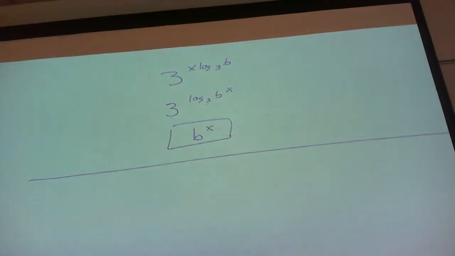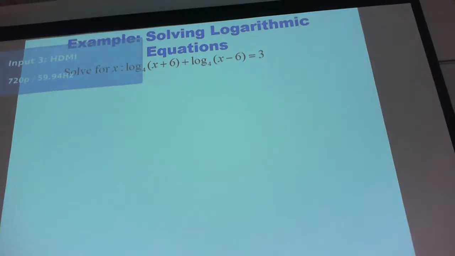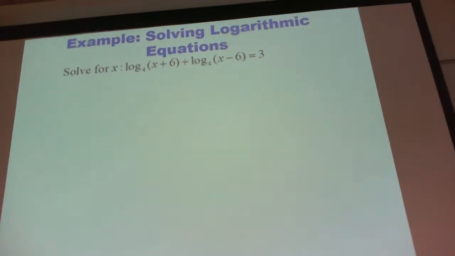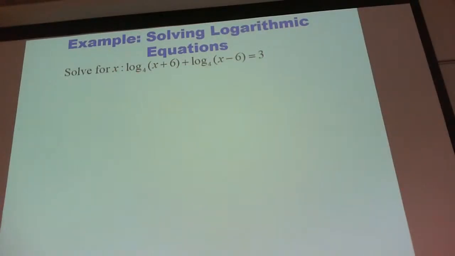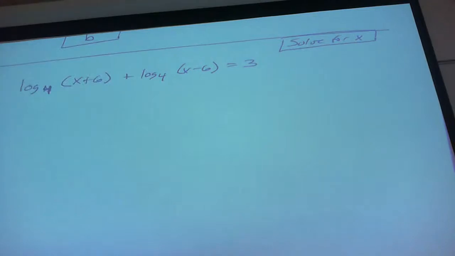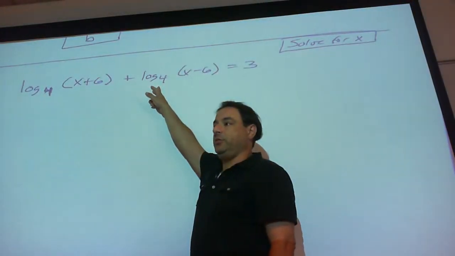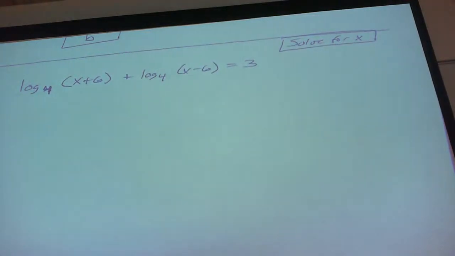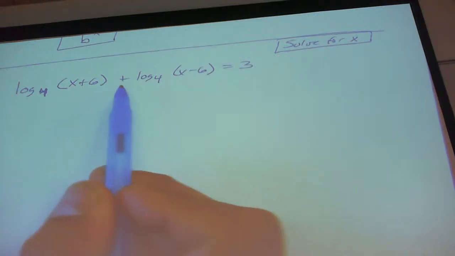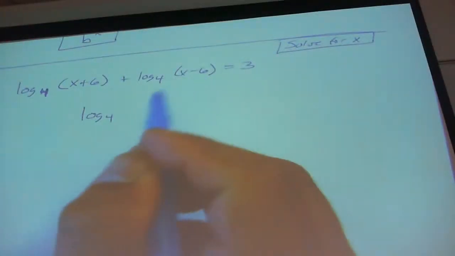We could also go the opposite way. So in this example, it's already expanded. We can condense it. So how can these properties be used? Well, here's the problem, first of all. And what am I pointing out? Log base 4, log base 4. Do they match? Because they match, I can put them together. When they're being added, how can I put them together? These two will be multiplied.